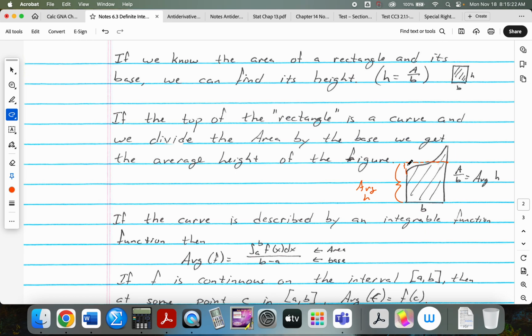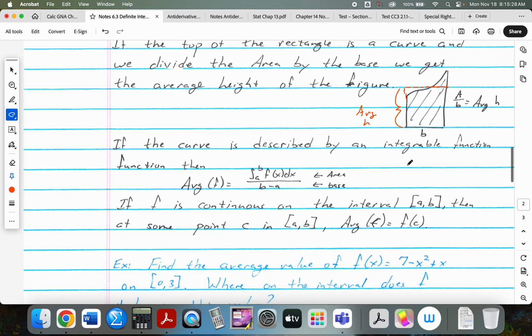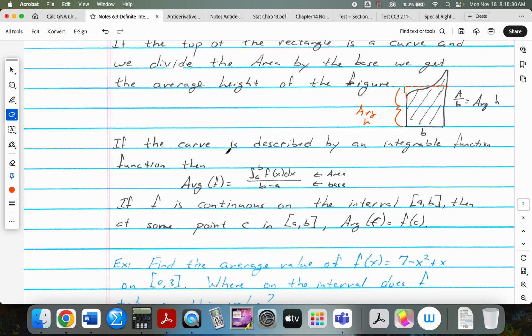Now, the area is found by the integral, right? So if the curve, that's this top, is described by an integrable function, then the average value of f is the integral from a to b of f of x dx over b minus a. That is, it's the area divided by the base.